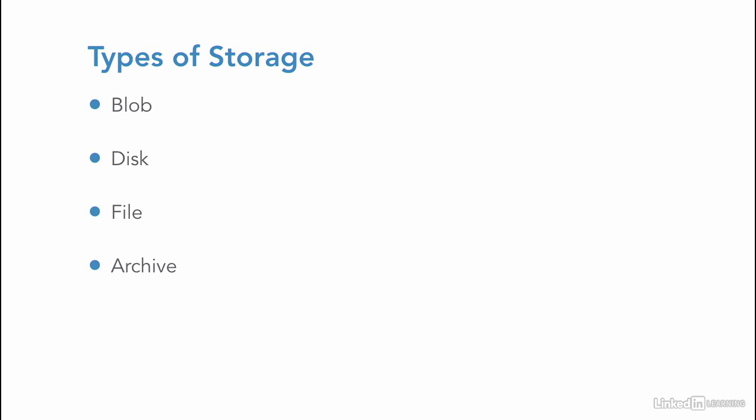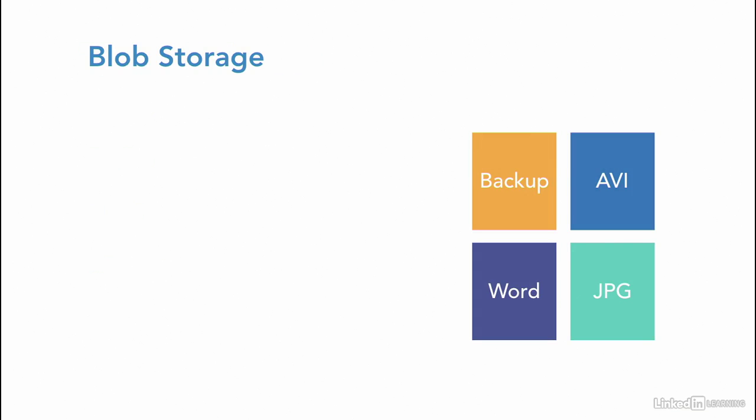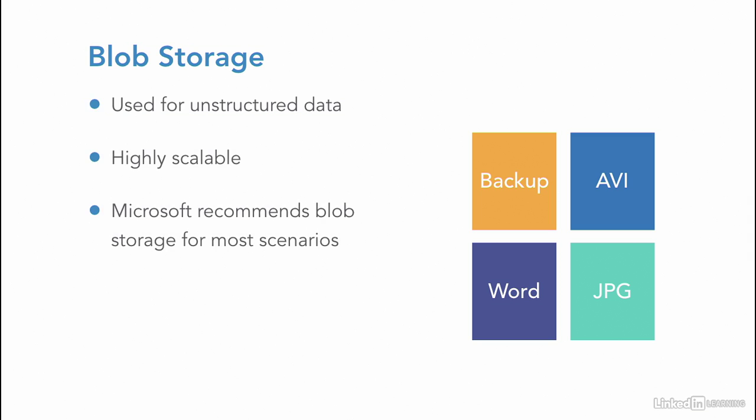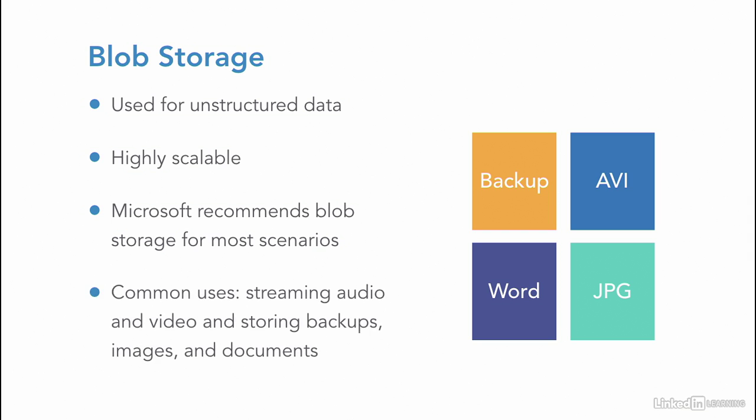And there are 4 of them. There's blob storage, disk storage, file storage, and archive storage. Let's explore each of these in a little bit more detail, starting off with blob storage. And just from the graphics, you're probably going, wait, I know what kind of data structure this supports. Blob storage is used for unstructured data, as we can see just from our examples here. It is highly scalable, and Microsoft does recommend blob storage for most of your Azure scenarios. Common uses for blob storage include streaming audio and video, storing backups. You can use it for images and storing documents as well.